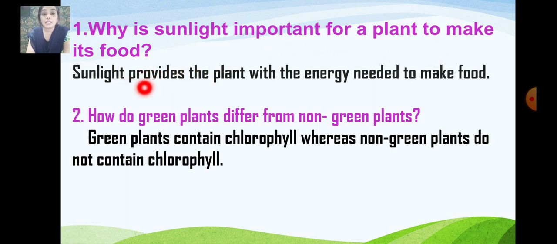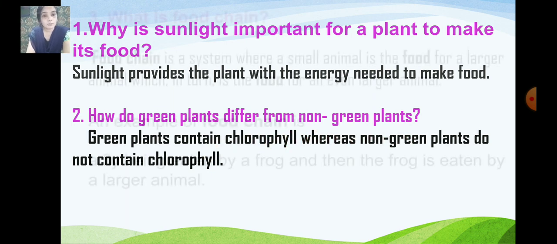Why is sunlight important for a plant to make food? Sunlight provides the plant with the energy needed, that is heat energy, to make food. How do green plants differ from non-green plants? Green plants contain chlorophyll, whereas non-green plants do not contain chlorophyll.